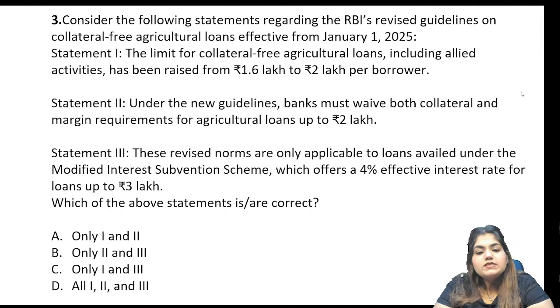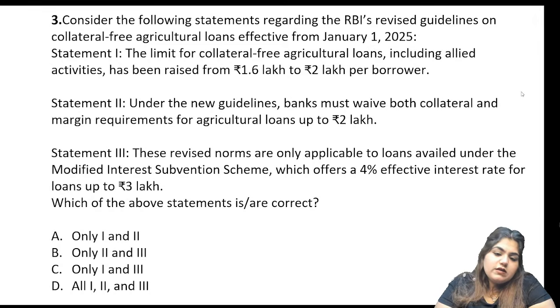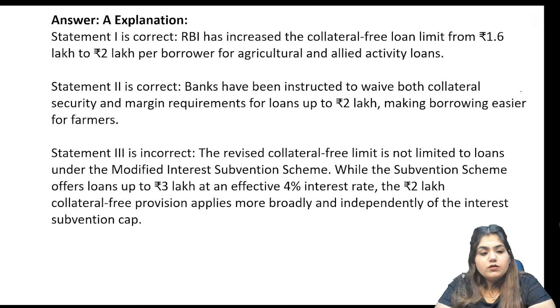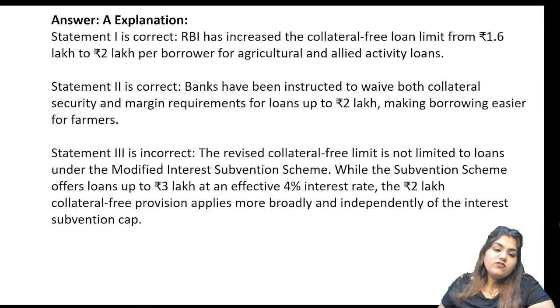Statement number 1 is correct. Statement number 2 is also correct. Statement number 3 is incorrect. The revised collateral-free limit is not limited to the loan under the modified scheme. The 2 lakh collateral provision applies more broadly and independently. Statement number 3 is wrong. See, this is the explanation. Please read the explanation. The 2 lakh collateral-free provision applies more broadly.